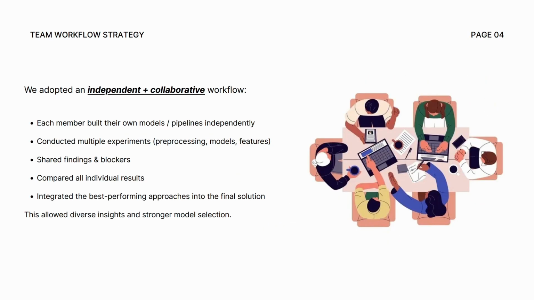So here is our team workflow strategy. We adopted an independent and collaborative workflow. So what this meant was that each member was given the liberty to work and experiment on their own models and pipelines independently. It was just free reign on whatever the member wanted to do. And we would share our findings and whatever blockers that we had on the way. Afterwards, we would come together to compare our results and we integrated the best performing approaches, the best practices that we found into our final solution. This was kind of a divide and conquer strategy where we could explore as many possibilities as possible within the given time constraint that we had, and it allowed for diverse insights and stronger model selection.